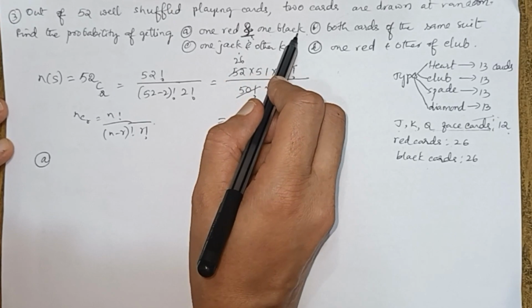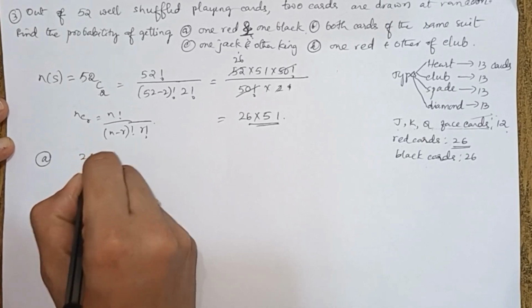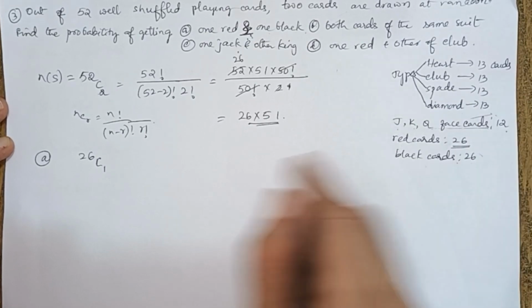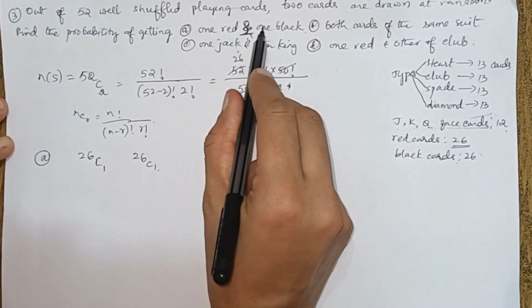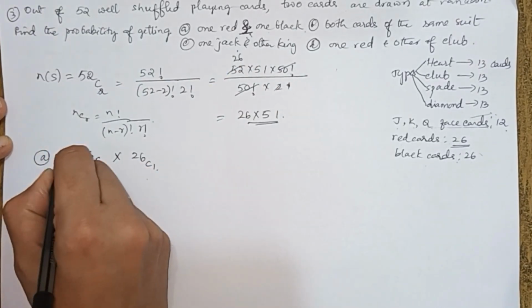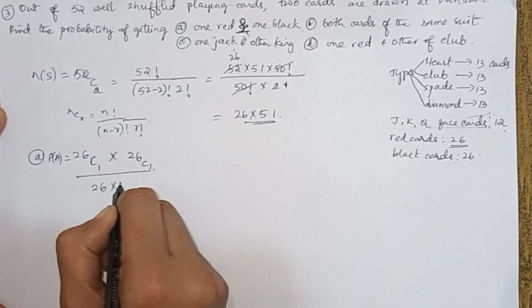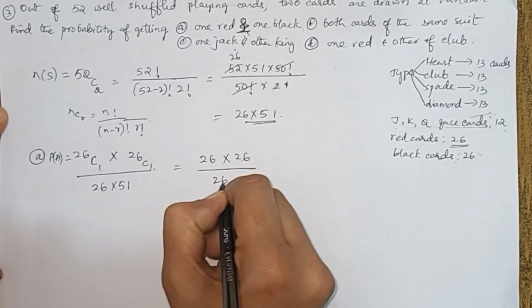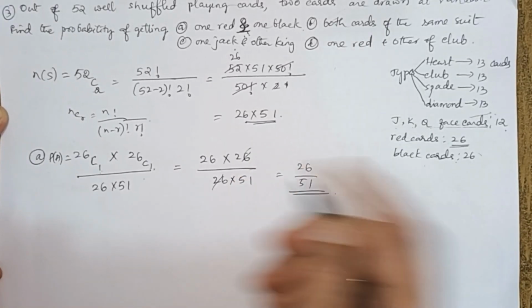One red and one black card. There are 26 red cards, I have to choose one red card, so 26C1. Then there are 26 black cards, I have to choose one black card, so 26C1. That can be done in these many ways. So one red and one black is 26C1 into 26C1, because there is 'and'. I am finding the probability of this event divided by the total number of ways, which is 26 into 51. So 26C1's value is 26, so 26 into 26 by 26 into 51. One 26 will cancel, so you'll get 26 by 51.